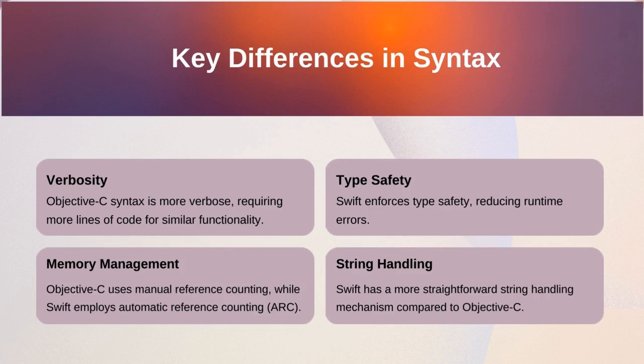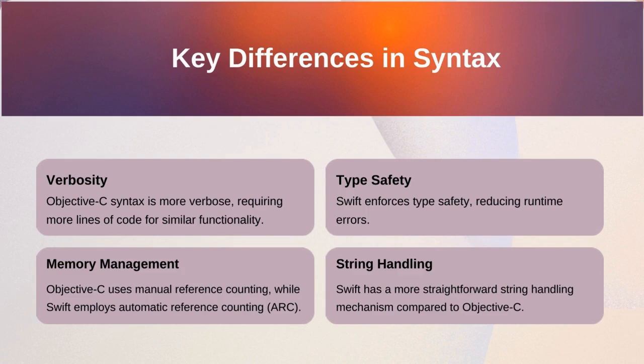Finally, let's discuss string handling. Objective-C has a somewhat complex way of dealing with strings, requiring a specific method and object. Swift simplifies this by providing a more straightforward string handling mechanism, making it much easier to manipulate and work with the text in your code.